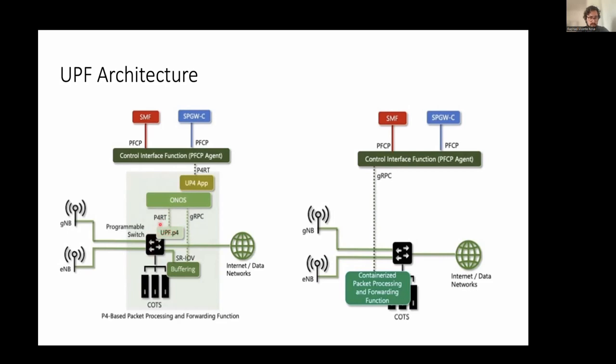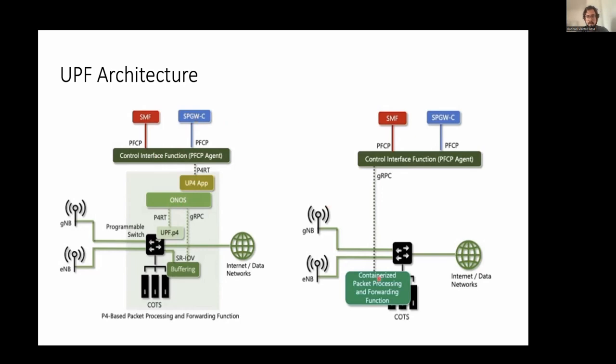You also have that this P4 is enabled by a UP4 application that is running in the ONOS controller, that actually is the one that receives the information of the rules that need to be created by the PFCP agent that are programmed by the 5G or the 4G core.